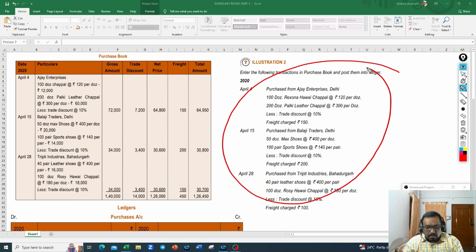Okay, so that's all for today. With this illustration, we have completed our purchase book. We are moving on to the sales book in the next video, right?